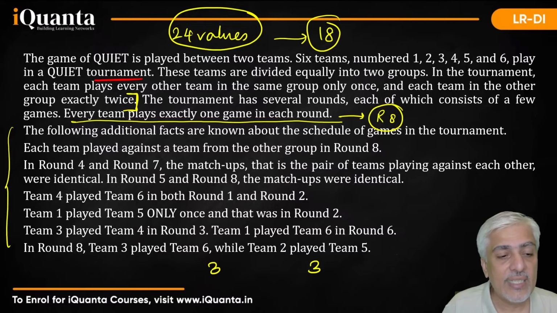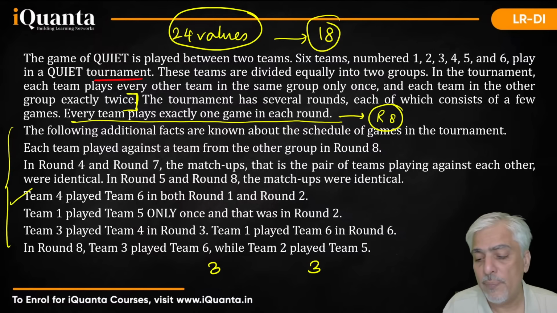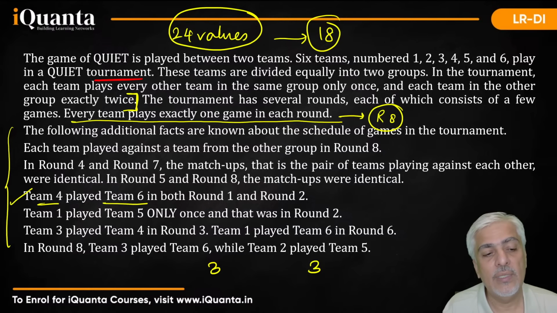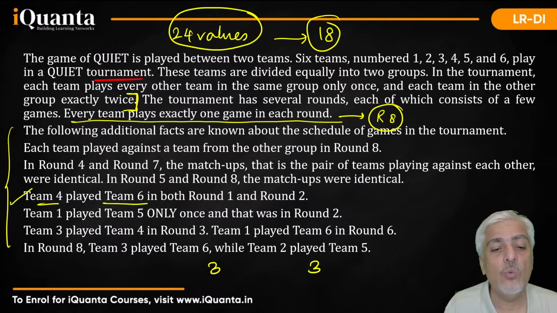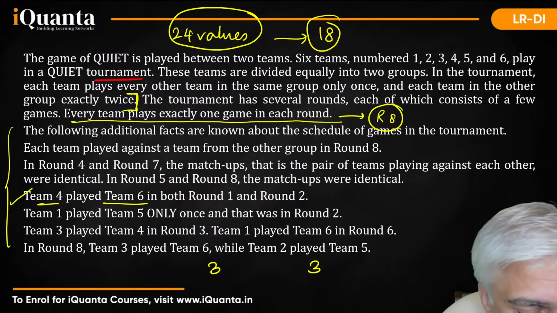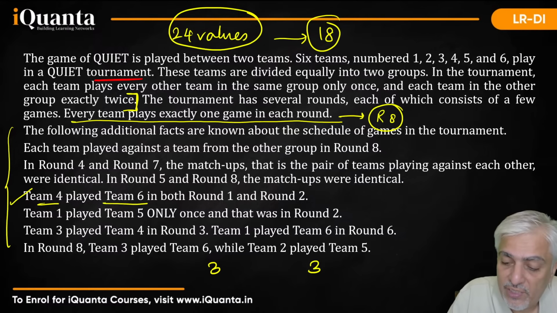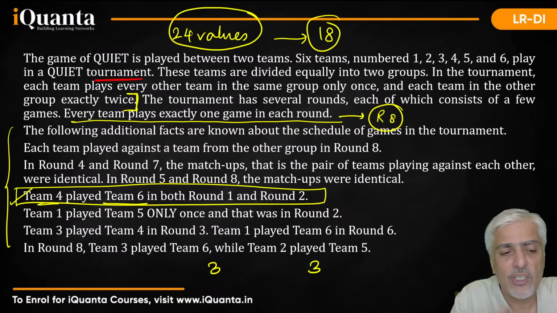Next, these are all direct statements. Team 4 played Team 6 in round 1 and round 2. That also tells me 4 and 6 are in different groups. So 4 and 6 are not in the same group. Okay. If you read this much carefully, you also get one more question. Let's see if you can think of one more question. Read this statement carefully, everybody, and see whether we can answer one more question. No, actually, we'll not get the full question.